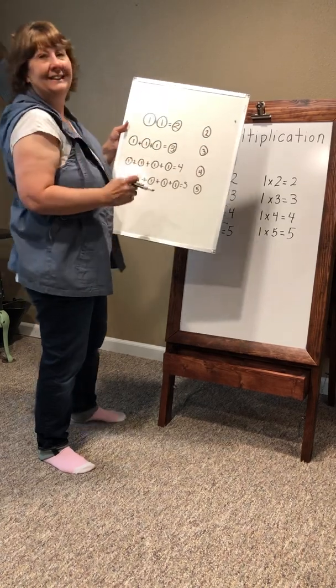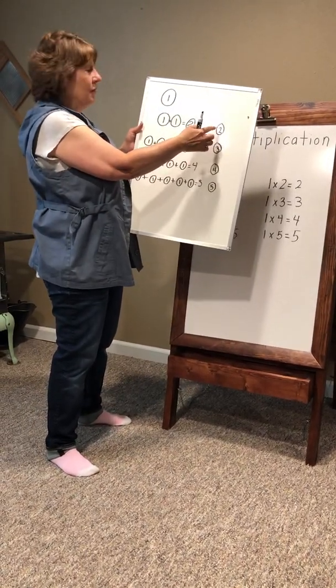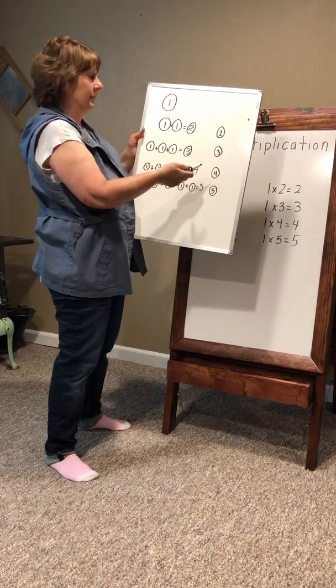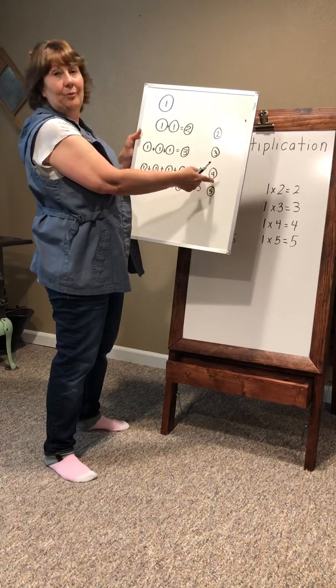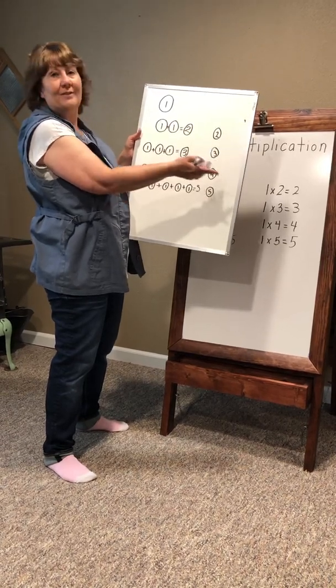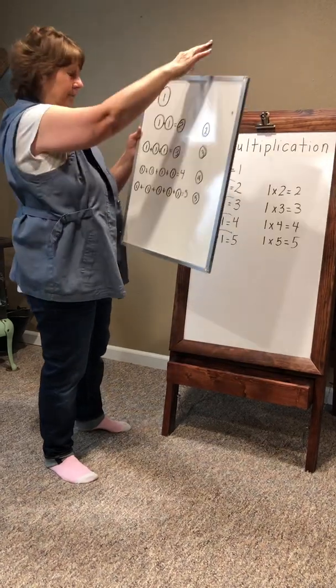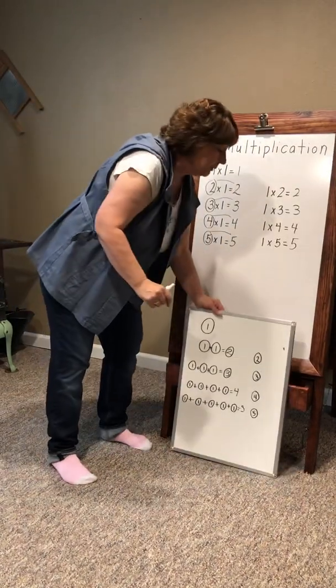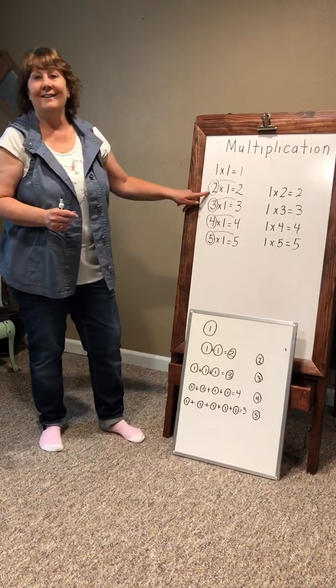Now when you do it on this side, it's kind of interesting because here's your 1 times 2, so 1 with a 2 in it. Your answer is 2. 1 times 3 is 3. 1 times 4 is 4. 1 times 5 is 5. You can do it either way and still get the correct answer. Remember, when you multiply times 1, your answer is the other number.